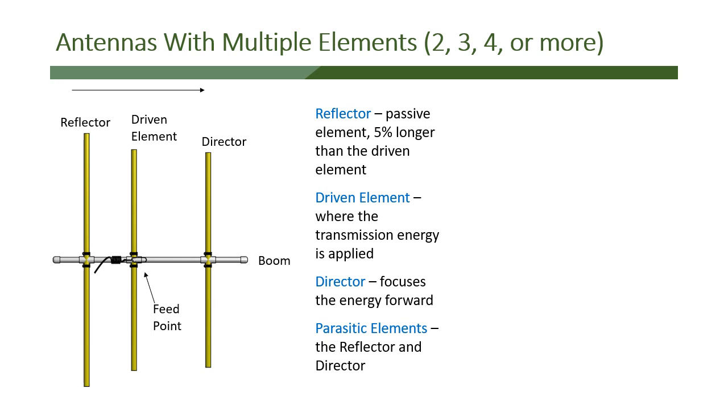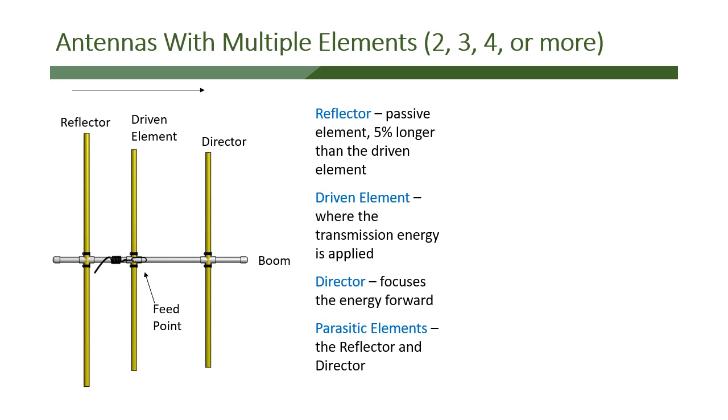A reflector is a passive element. There's no electricity coming through it directly. We're not putting transmission line to it. It's all dealing with energy that's reflected from the driven element. The driven element is where the transmission energy is applied. The director focuses the energy forward. The reflector basically reduces the energy going backwards behind the driven element and forces it forward, and the director further focuses it. The elements that are not the driven element, so the reflector and director, because they're not attached to any wires to the radio, are called parasitic elements. The driven element is attached to the radio, so it is an active element. The reflector and director are passive elements.